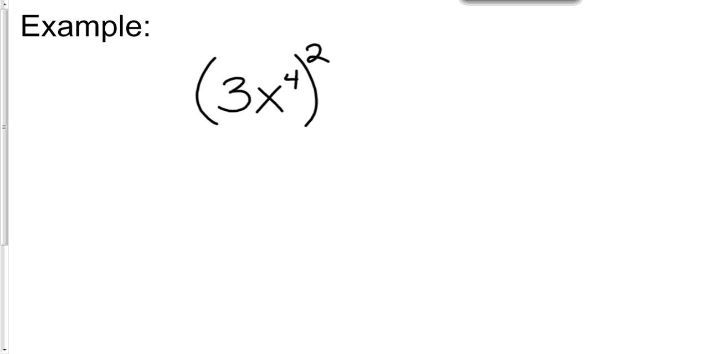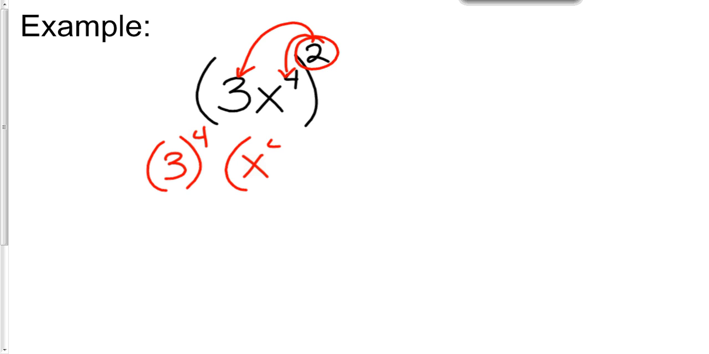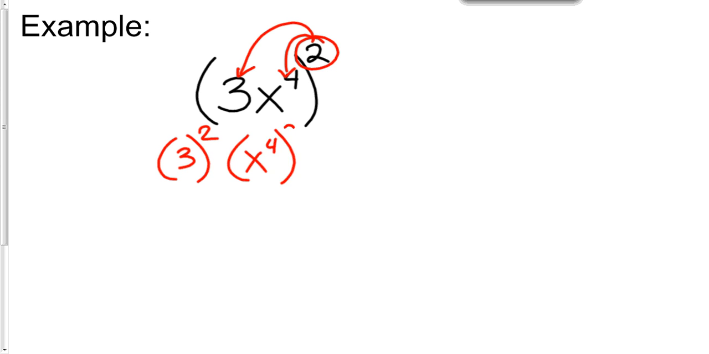So here we have 3x to the 4th power in parentheses raised to the 2nd power. When you have an exponent here, you have to treat it kind of like you do when you're distributing. That 2 gets applied to both the x to the 4th power and to the 3. So what we're going to do here is break this up, and we're going to have 3 to the 4th power and x. Sorry about that. That's not correct. I'm distributing the 2nd power. So it would be 3 to the 2nd power, and then x to the 4th also to the 2nd power.